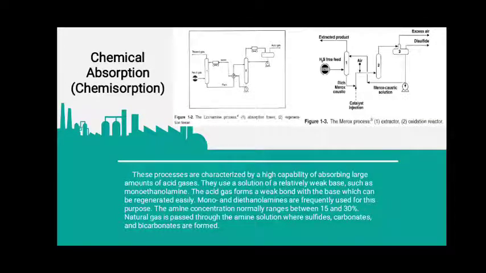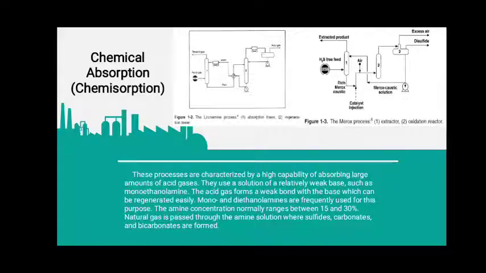The last method is chemical absorption, or chemisorption. These processes are characterized by a high capability of absorbing a large amount of acid gases. They use a solution of a relatively weak base such as monoethanolamine. The acid gas forms a weak bond with the base, which can be regenerated easily. Mono- and diethanolamines are frequently used for this purpose.